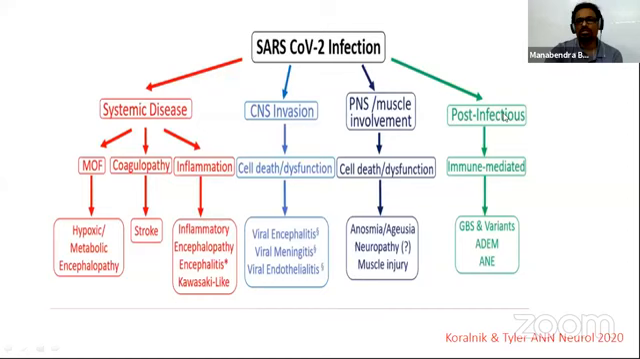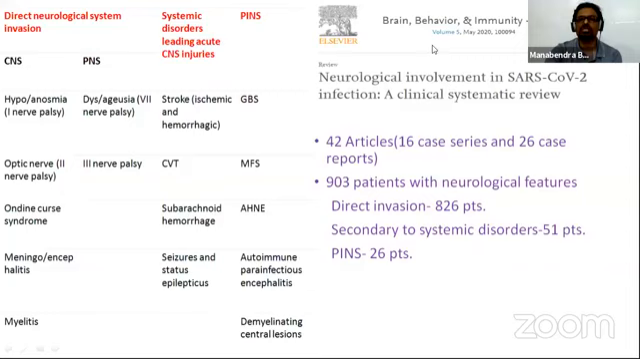This is an article worth mentioning: a large clinical systematic review. They included 42 articles, some case series and case reports, and they found 903 patients with neurological features. Among these 903 patients, the maximum number of patients had neurological features due to the direct viral effect, in 26 patients. And this can be a widespread CNS and PNS manifestation.